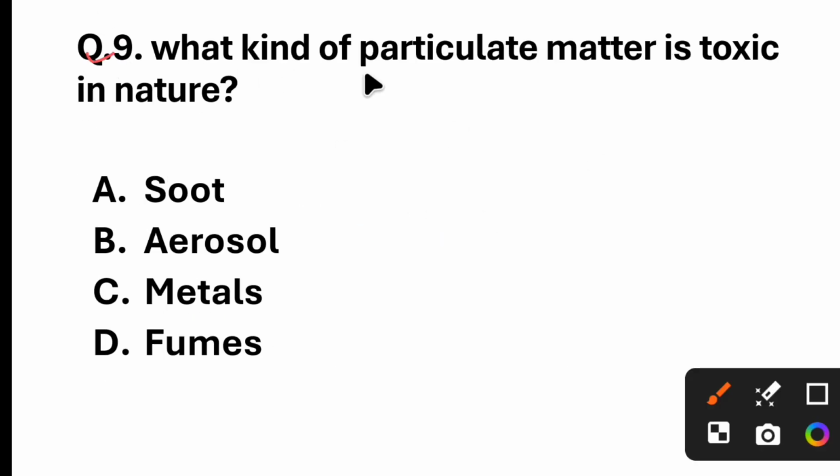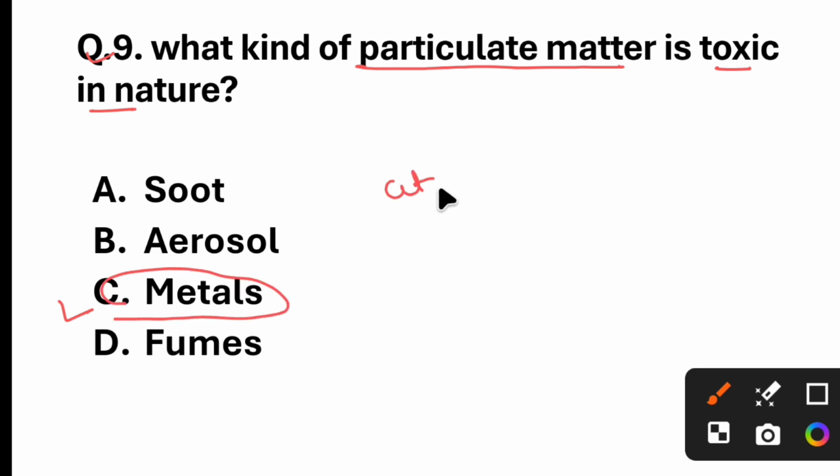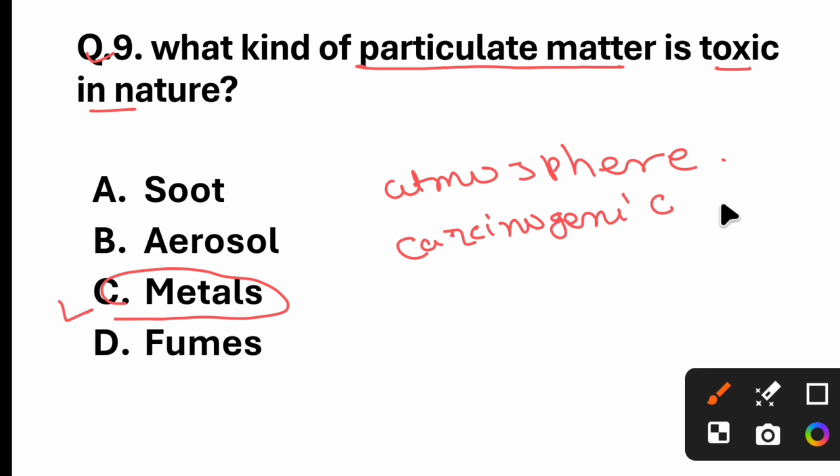Question number 9. What kind of particulate matter is toxic in nature? Answer option C. Metals are toxic in nature. Heavy metals and their salts suspended in the atmosphere are the most toxic particulates by themselves. Heavy metals are carcinogenic and have adverse effects on humans.